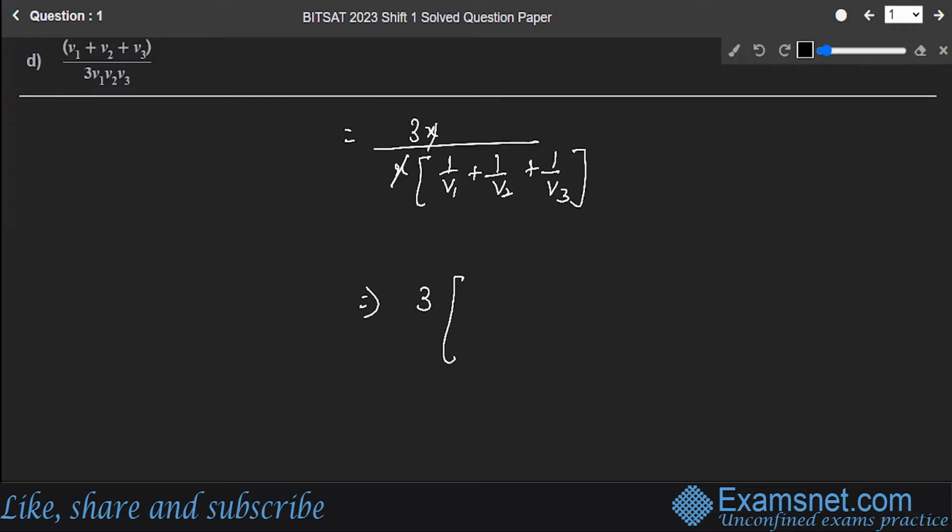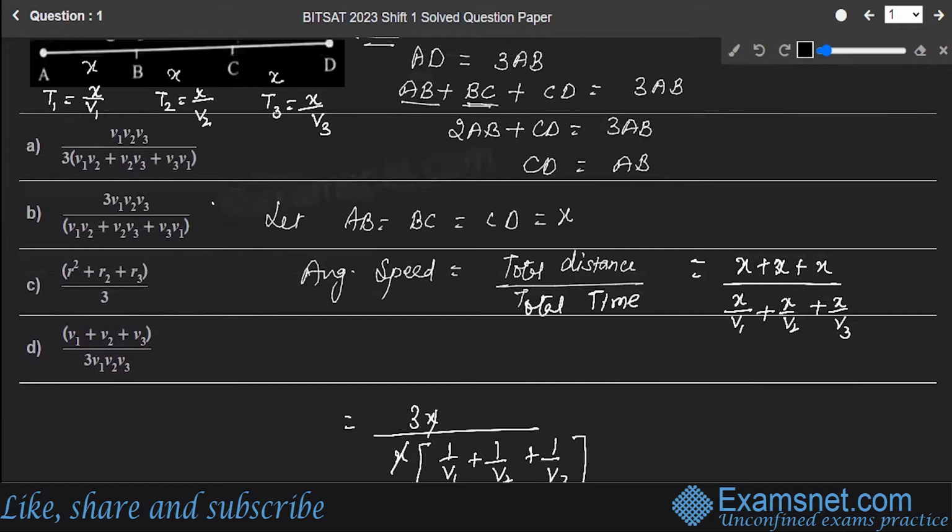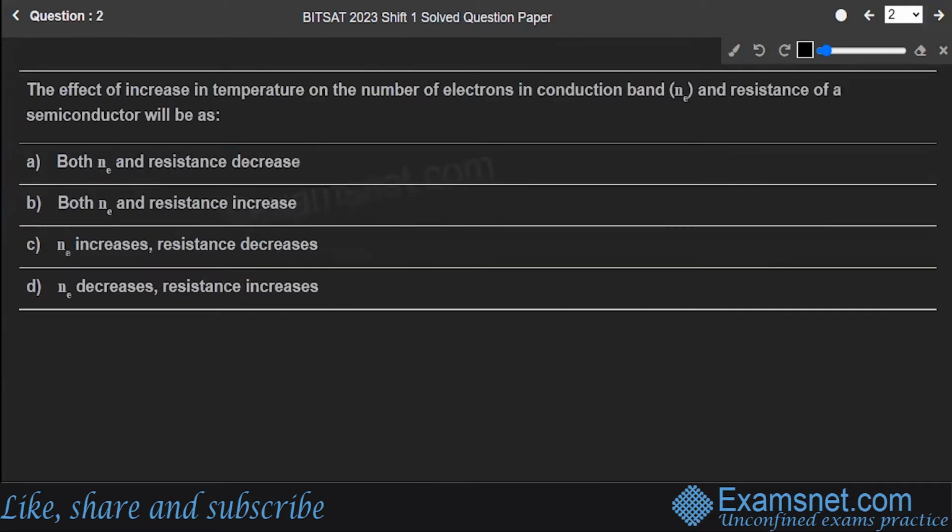Now I think you know the answer. On solving, this will give me 3 times v1 v2 v3 in the numerator, and in the denominator v2 into v3 plus v1 into v3 plus v1 into v2. So this is the answer to the question. And here you have option B as the correct answer. Hope you understood this. Next is question number 2.